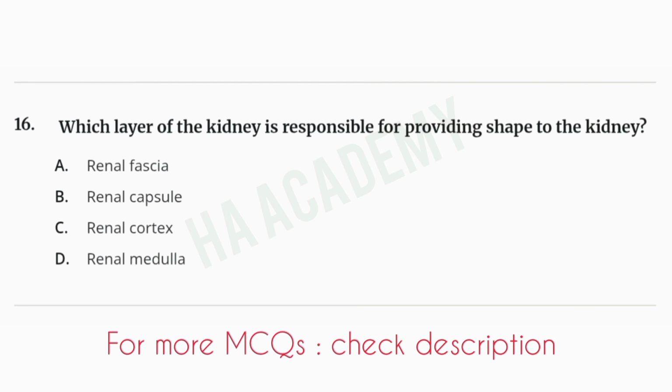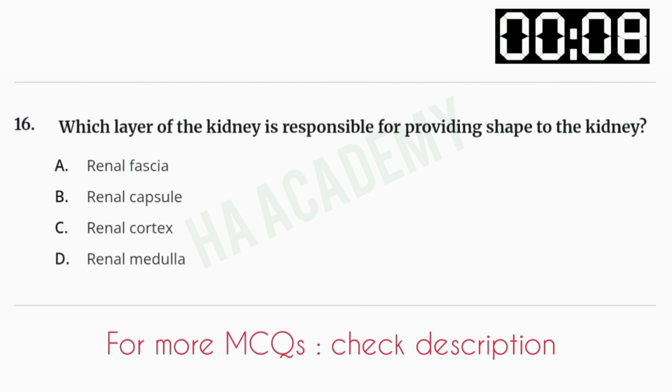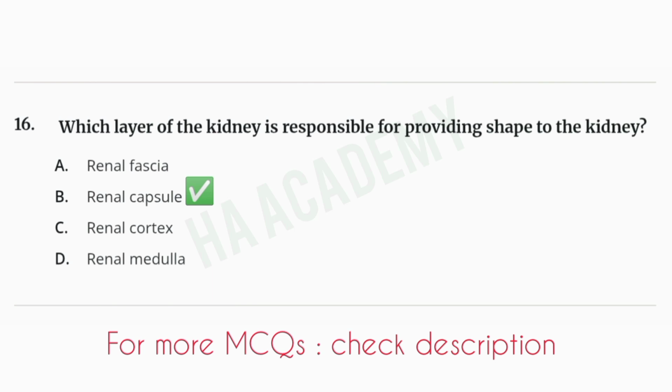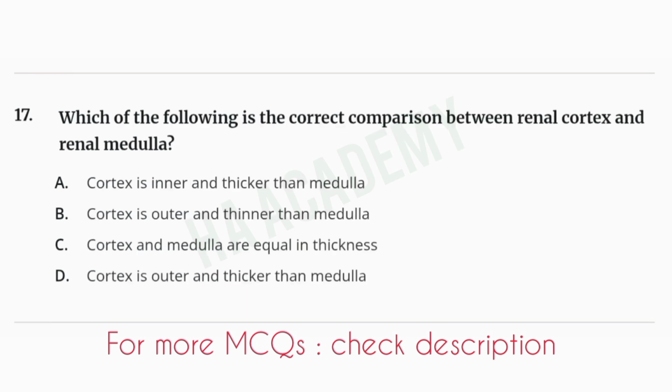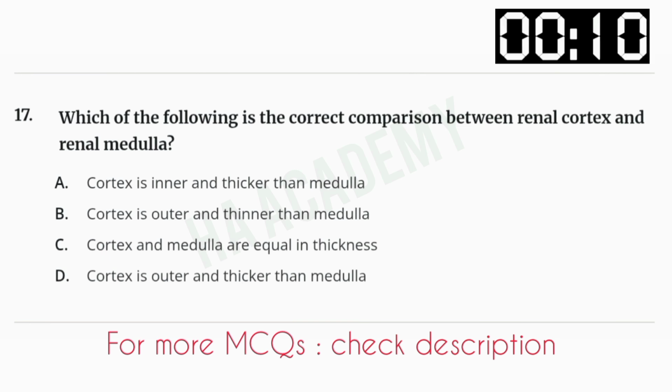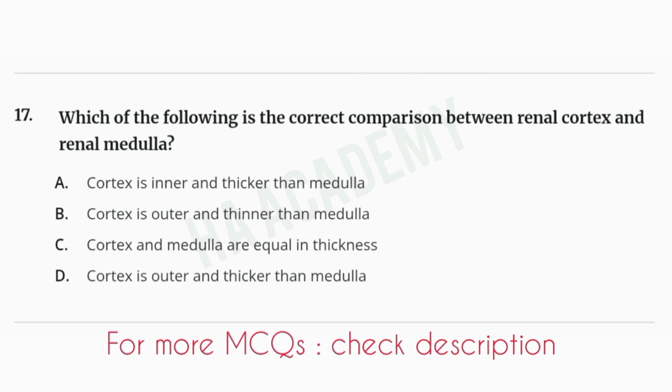Which layer of the kidney is responsible for providing shape to the kidney? Answer is renal capsule. Which of the following is the correct comparison between renal cortex and renal medulla? The correct answer is cortex is outer and thinner than medulla.